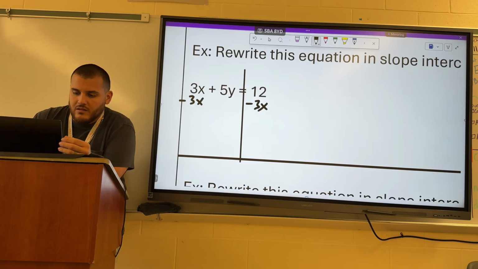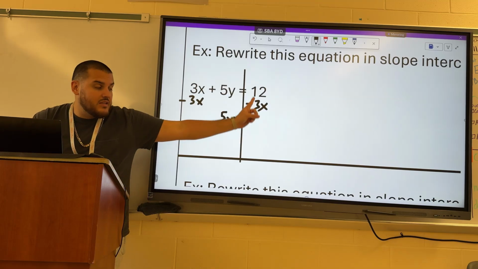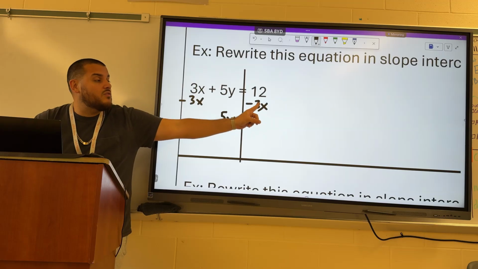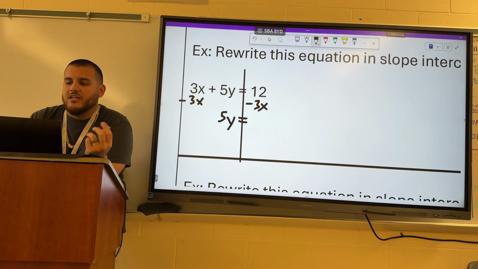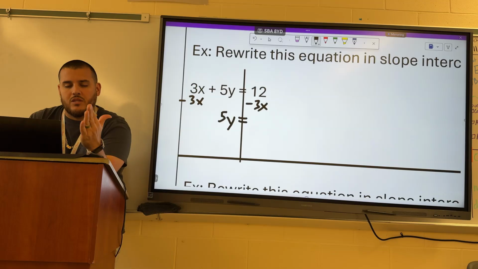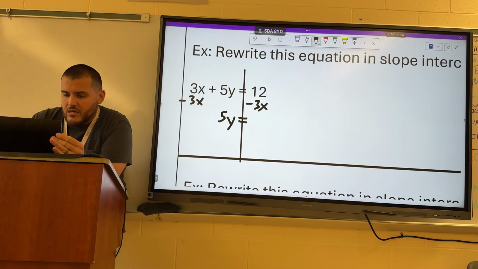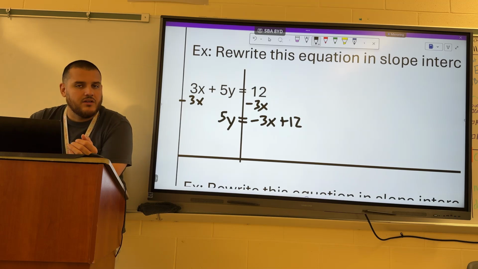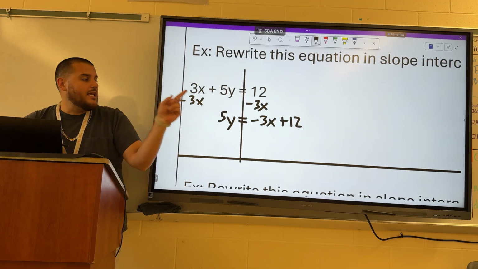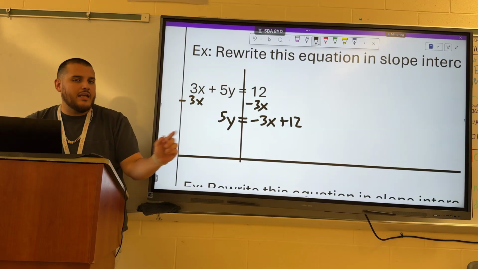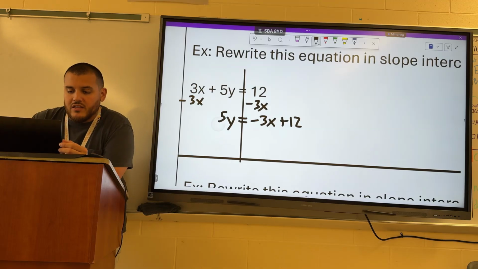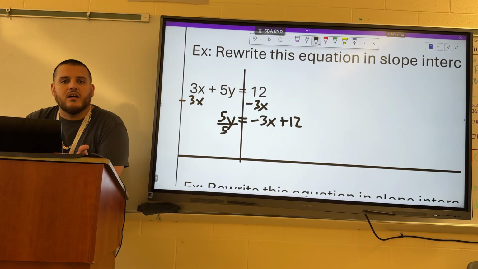So my 3x's cancel on the left to leave me with just 5y. On the right side, these are not like terms, so I have negative 3x and positive 12. And just like our slope-intercept equation, we want that x term to come first right after the equal sign. So I have negative 3x here, and then the positive 12 after. And now I can get y alone by dividing both sides by 5. When I divide by 5 here, I have to divide everything on the other side of the equal sign by 5 as well.